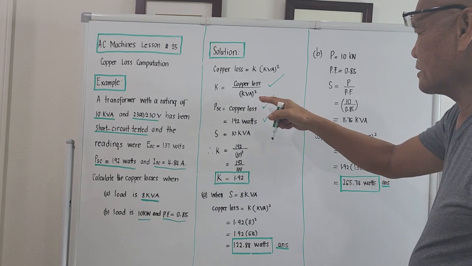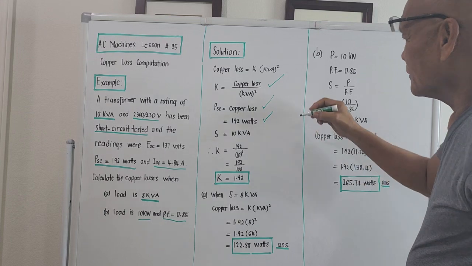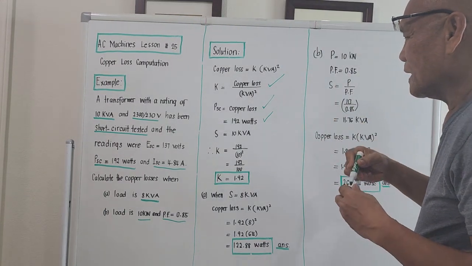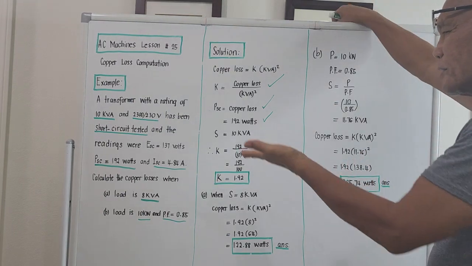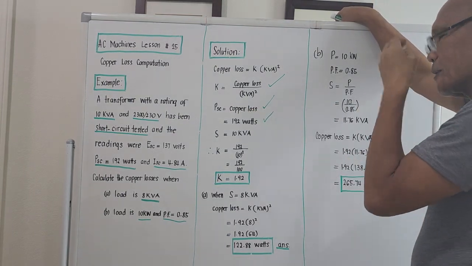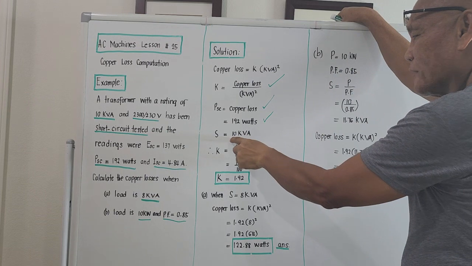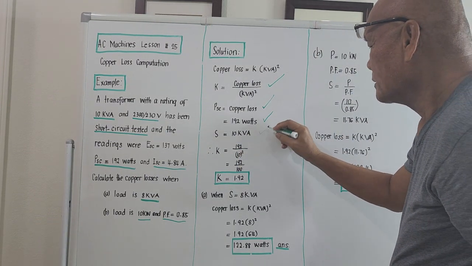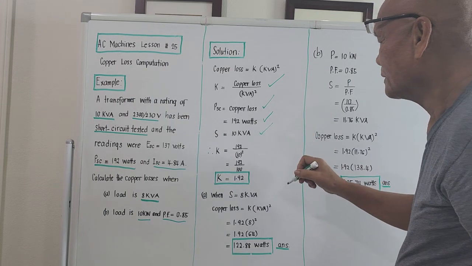And what is kVA quantity squared? kVA is actually apparent power, right? So, the original output power, the apparent power of the transformer, is 10 kVA. Okay? So, this is given.